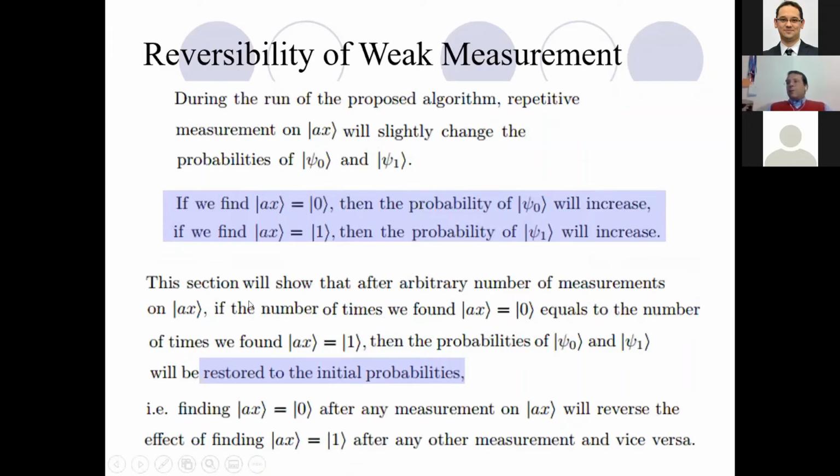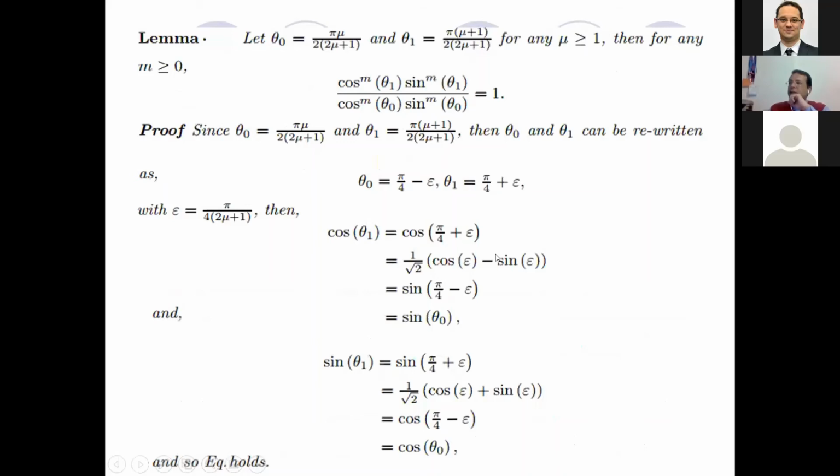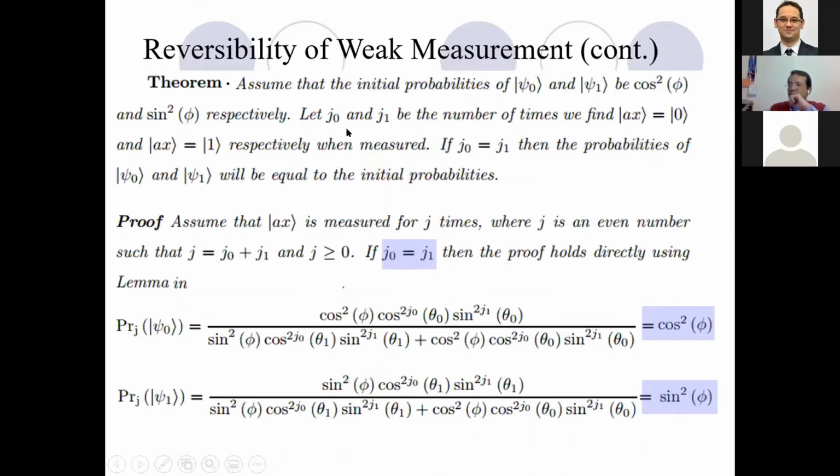So how can we prove that what we are trying to prove here is reversible? Again, remember that J0 is the number of counts where we found AX equals 0, and J1 is the number of counts equal to 1. These are proved here, so I will just jump to the results. We proved that if at any moment of this random walk J0 equals J1, the system will be restored to the original amplitude.